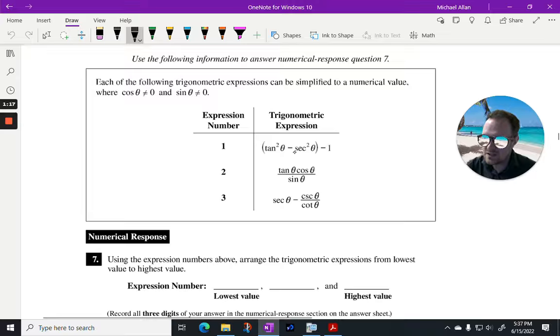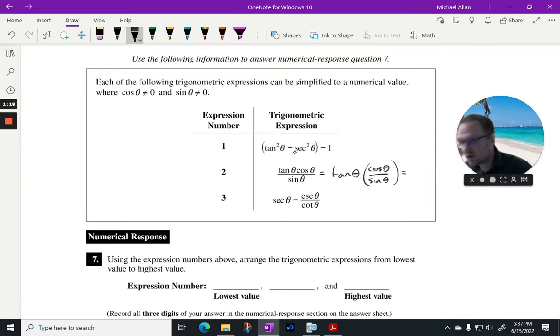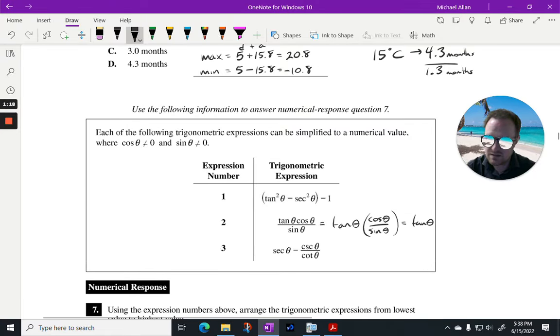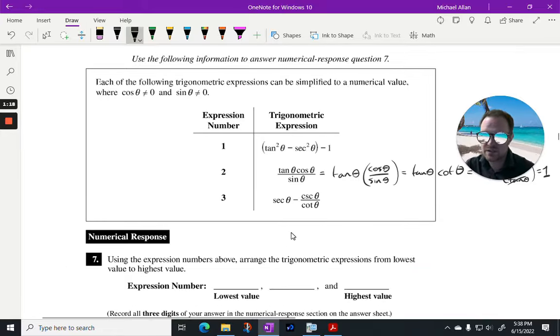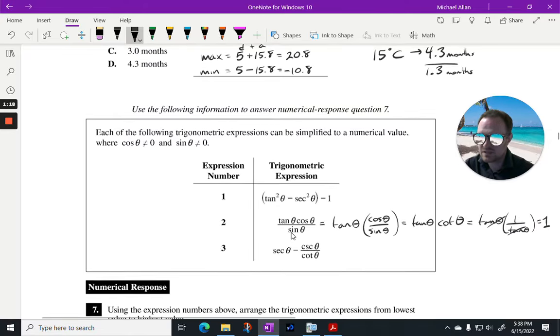So I'm going to start off with a nice and easy one here. What I'm going to do with this one is separate it a little bit. I'm going to have the cos theta over sine theta slightly different over here. Now remember, cos theta over sine theta is cotangent. So this is tangent times cotangent. Remember, cotangent is 1 over tan. So this is tan times 1 over tan. That cancels out and leaves me with a 1. So that's going to help me out here.